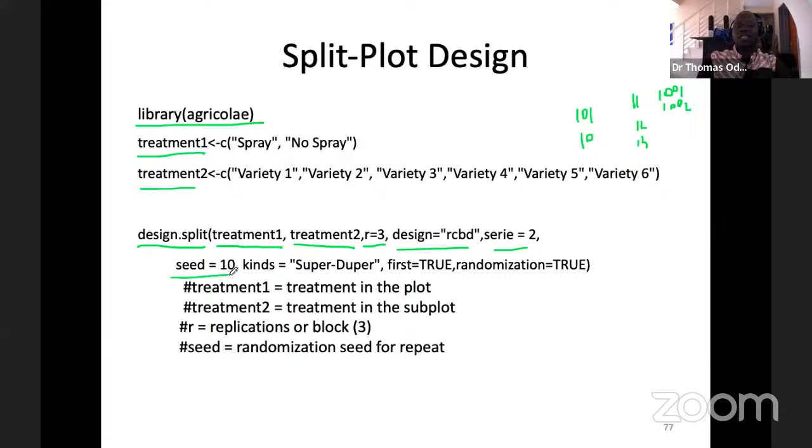Then we need to set the seed so that we're able to reproduce the same thing. We can set the kind. You need to read about the kind; I'm not going to talk about it here. In most cases, what we always do is run a function in R with minimum changes. You use the default values. So here I define what treatment 1 is, what treatment 2 is, the number of replicates, and then the seed. With this, you should be able to run your experimental design, to design your RCBD.